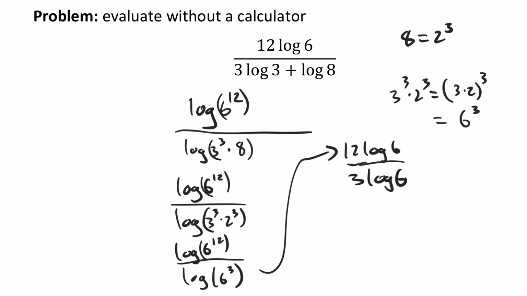Now we can't use exponent rules here or log rules, but we can just cancel. I don't need to know what log 6 is to know that if I have the same thing on the top and the bottom and it's multiplied, I can cancel them out. So this will give you 12 over 3, which is just 4 as a whole number. And if you want, I'd encourage you, type this into your calculator. Type in 12 log 6 divided by 3 times log of 3 plus log of 8. And if you hit equals, it should give you a very satisfying whole number of 4.